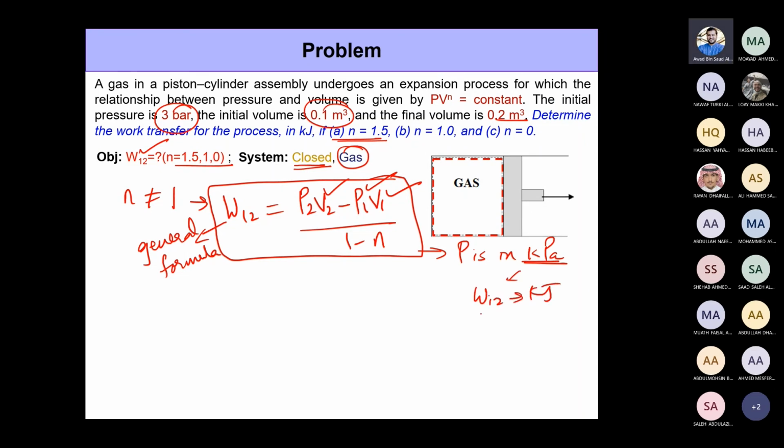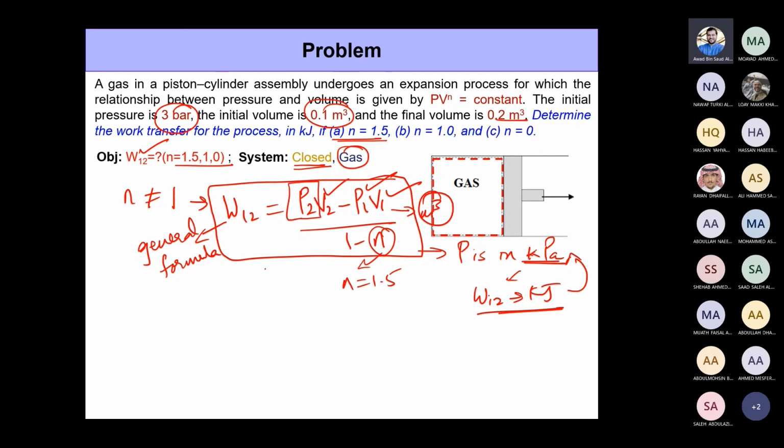So for work output to be in kilojoule, it's a requirement that the pressure is in kilopascal, and volume of course is in meter cube, and it's not liters or anything else. Volume is already given in terms of meter cube. When we look at this equation, we have almost everything. We also have the value for n, which is equal to 1.5. The only thing we don't have is P2.